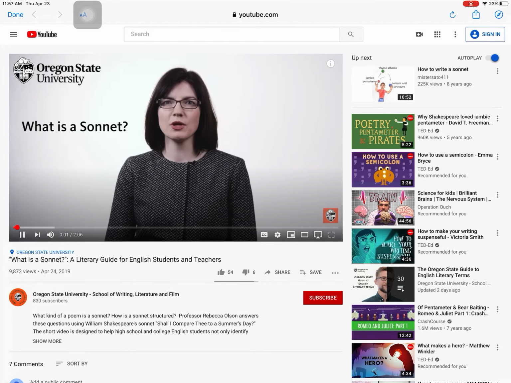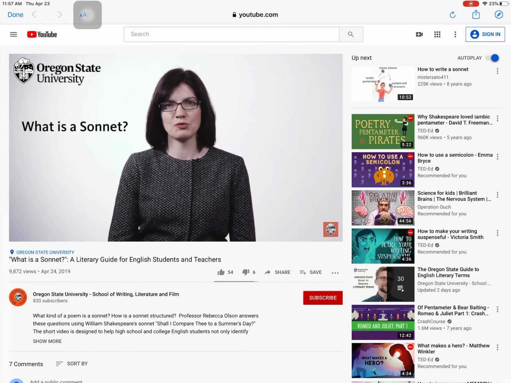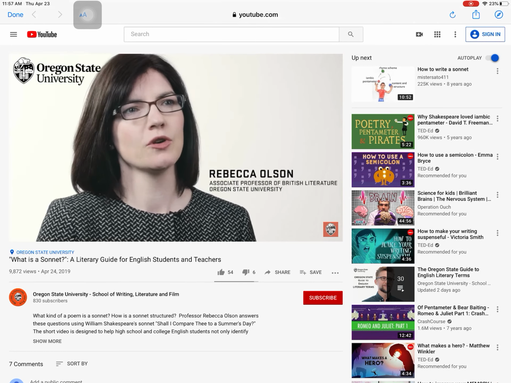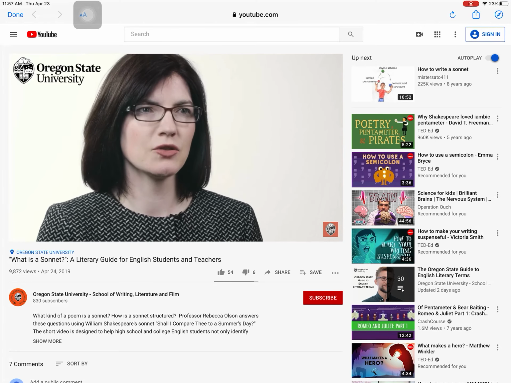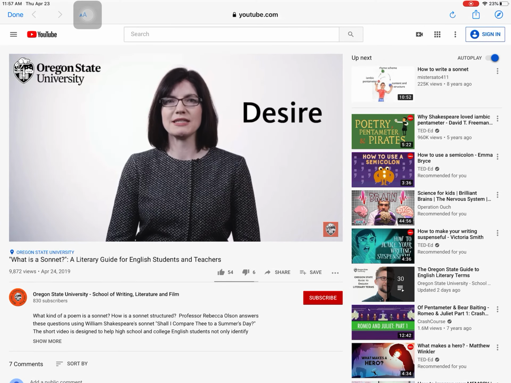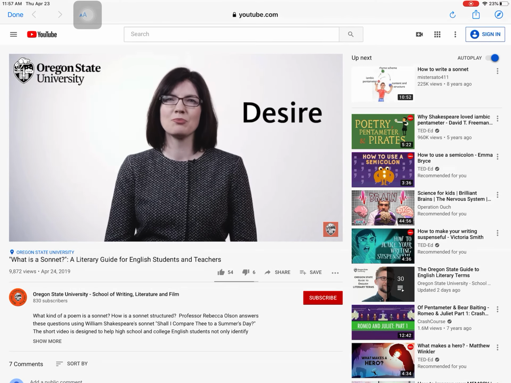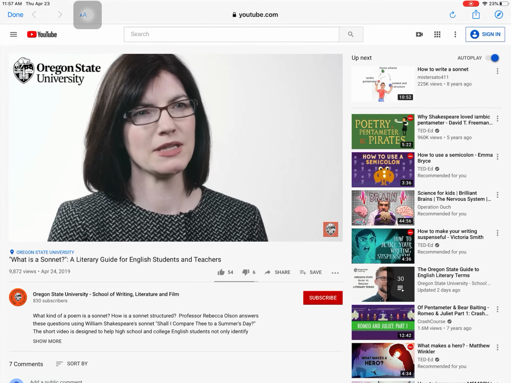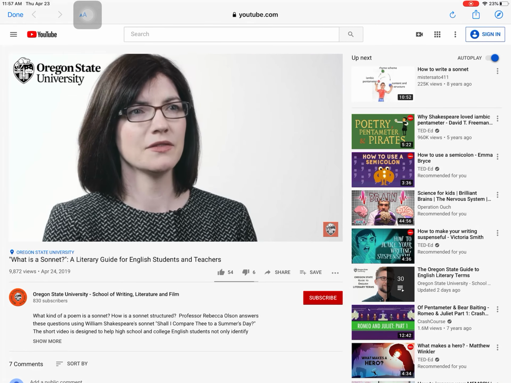The sonnet is one of the most famous forms in English poetry. A poetic form is a type of poem. Each form has its own rules and is associated with particular themes. Sonnets are associated with desire. For centuries, poets have used the frame of the sonnet to explore the complicated human experience of romantic love.